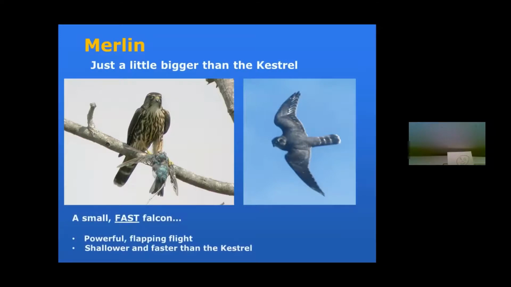Okay, Merlin. I call this the bullet bird because when you see this bird, it's going at the speed of a bullet. And I even think these birds go faster through a field of view or through your line of sight than a peregrine, because they're smaller than a peregrine, which makes it look like they're moving so much faster to my eye. Just a little bit bigger than a kestrel.